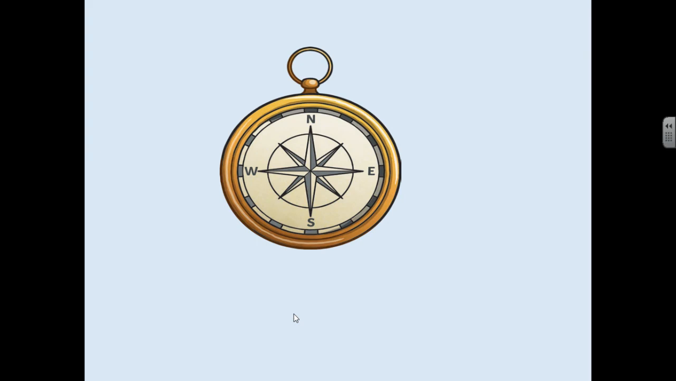Right, let's think about this picture here. What do you think this picture is about? That's right, it's a compass. We had looked at compass directions a very long time ago. It was during the autumn term when we were looking at how to read maps, and we had looked at what these stand for. See if you can remember what these letters stand for.